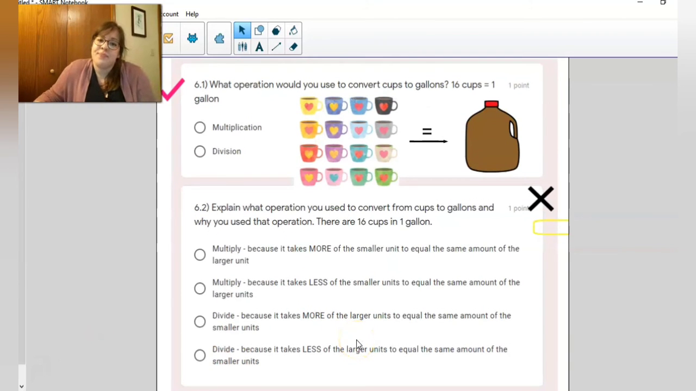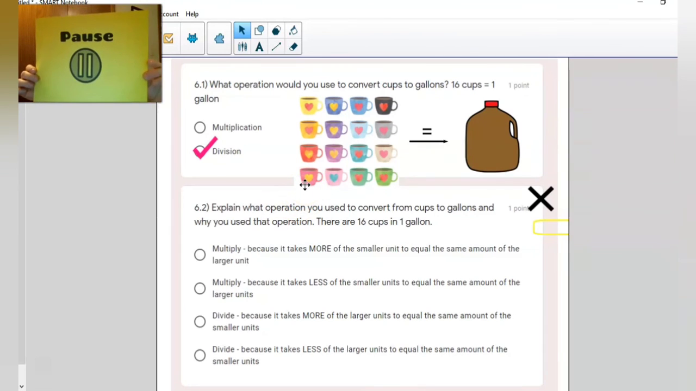Okay, now we're on number 6. Number 6 is, what operation would you use to convert cups to gallons? And just a reminder, there are 16 cups in 1 gallon. So I created a little visual for this problem. I have 16 cups, and that is equal to 1 gallon. So I have a picture of 16 cups next to a picture of 1 gallon. So this kind of shows that if we're starting with cups, we're starting with 16, and we're going down to 1 gallon, I know that we're going to be dividing because our number of units overall is getting smaller. So your answer for the first part of problem 6 is division. You can pause the video now to record this answer.